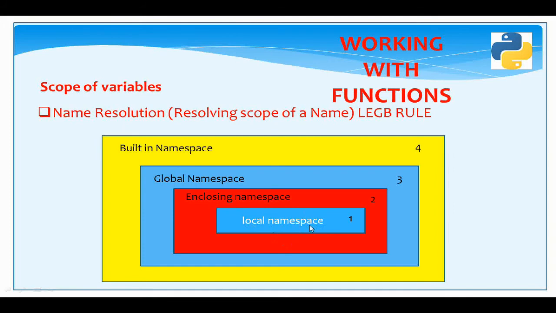If not, then it moves to the next enclosing namespace and checks if the name is there, and Python uses its value. If the variable is not found in the enclosing namespace, then it will move to the global namespace, and even if it is not available in the global namespace, then it will move to the built-in namespace of Python. Let us try to understand this LEGB rule of Python again through some code examples.